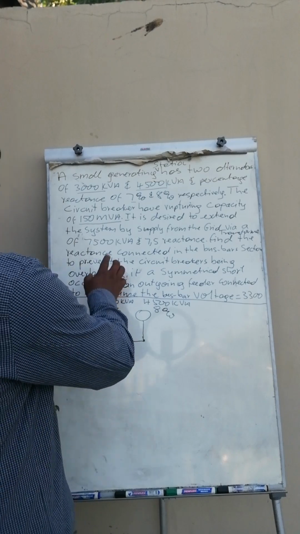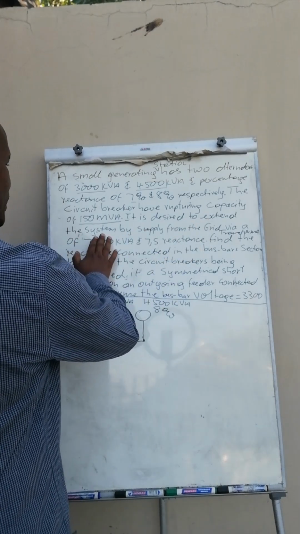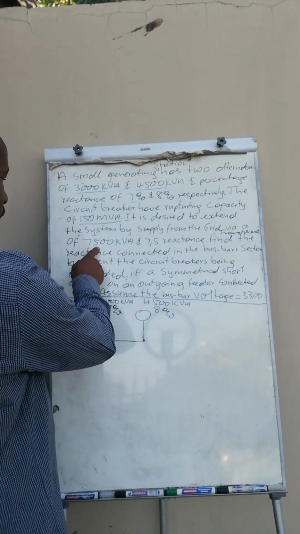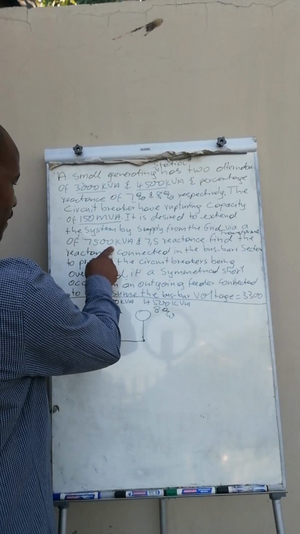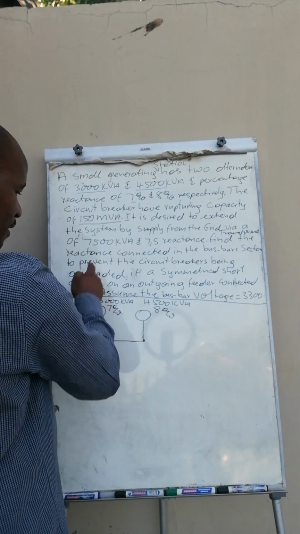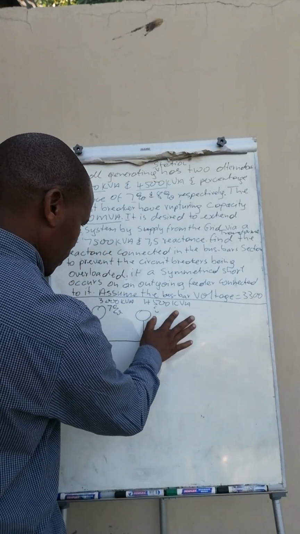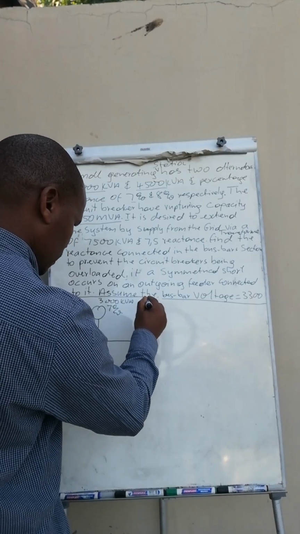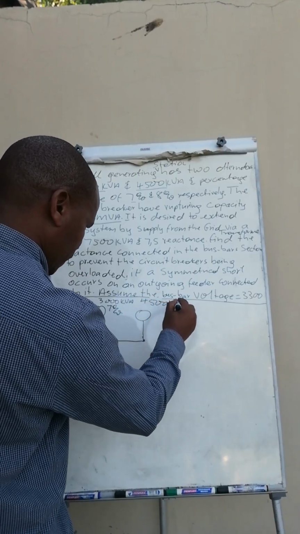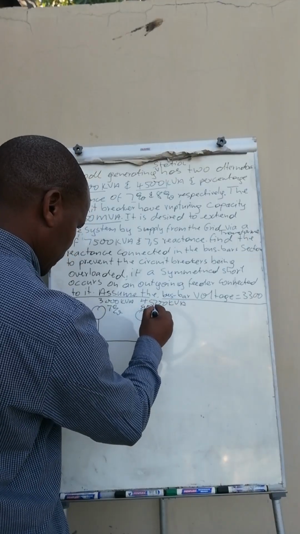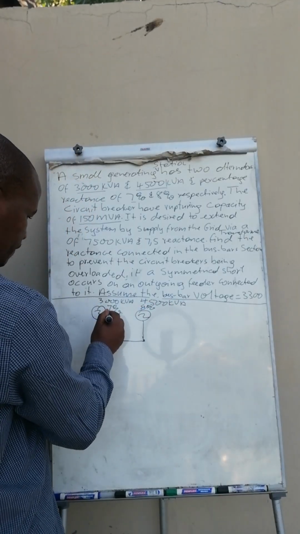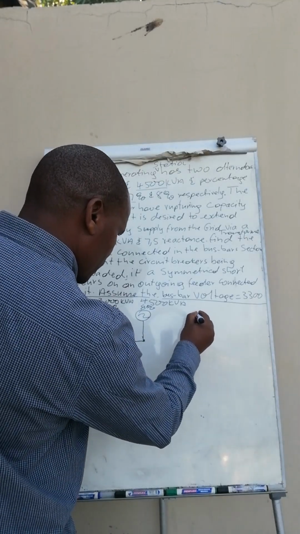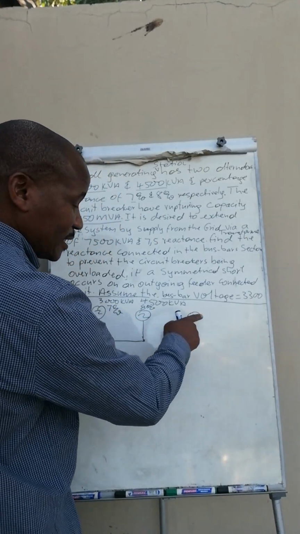All right. It is desired to extend the system by supply from the grid via a transformer of 750 kVA. Let's write it. Let's put this 8% there. This is 4,500 kVA, and then this is 8%. These are alternators. And then let's put the grid.